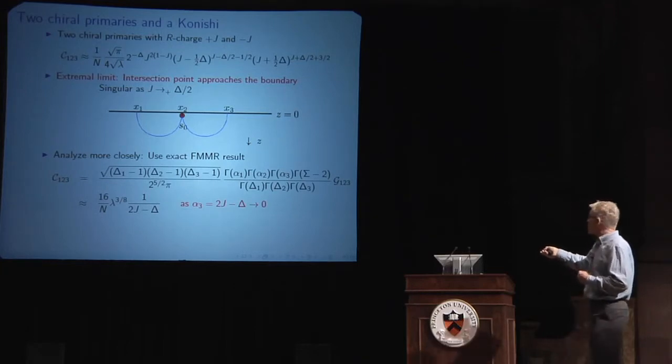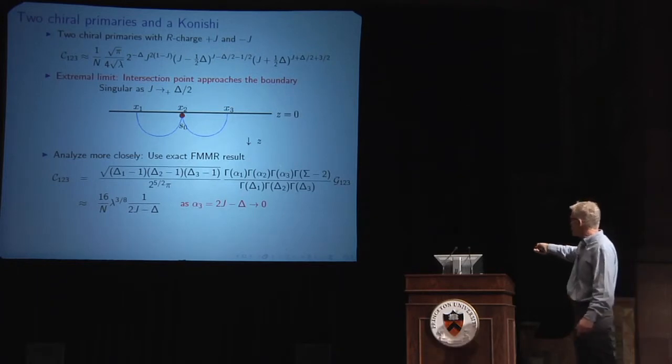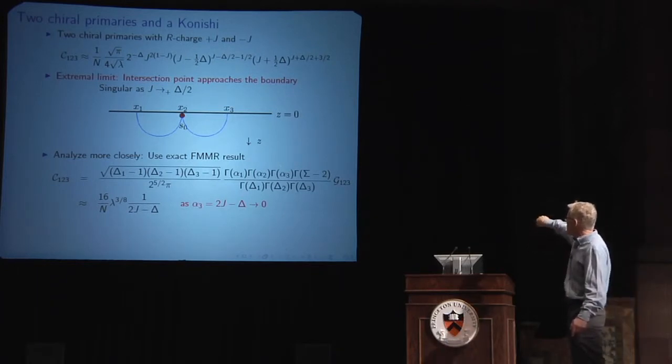And in that case, if you look at the FMMR result, there are these products of gamma functions up here. And in particular, there's this alpha 2, which is the dimension d1 plus d3 minus d2 divided by 2. And that's going to 0 in the extremal limit. So you can see that a pole is developing in this place.